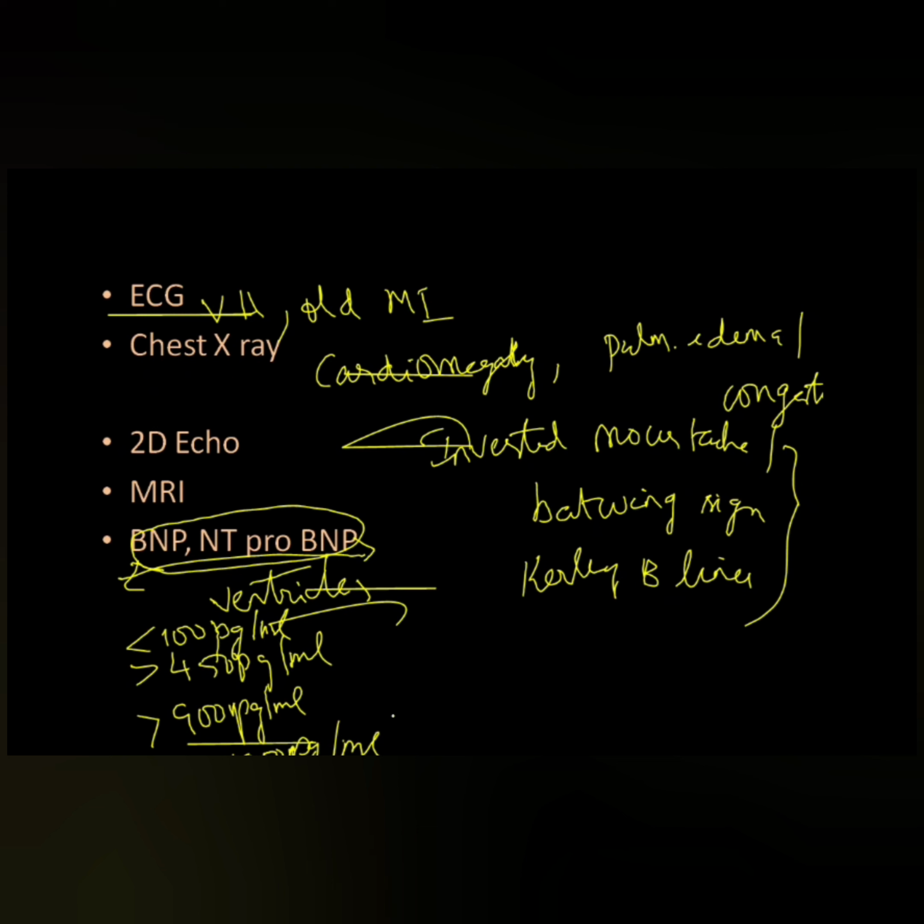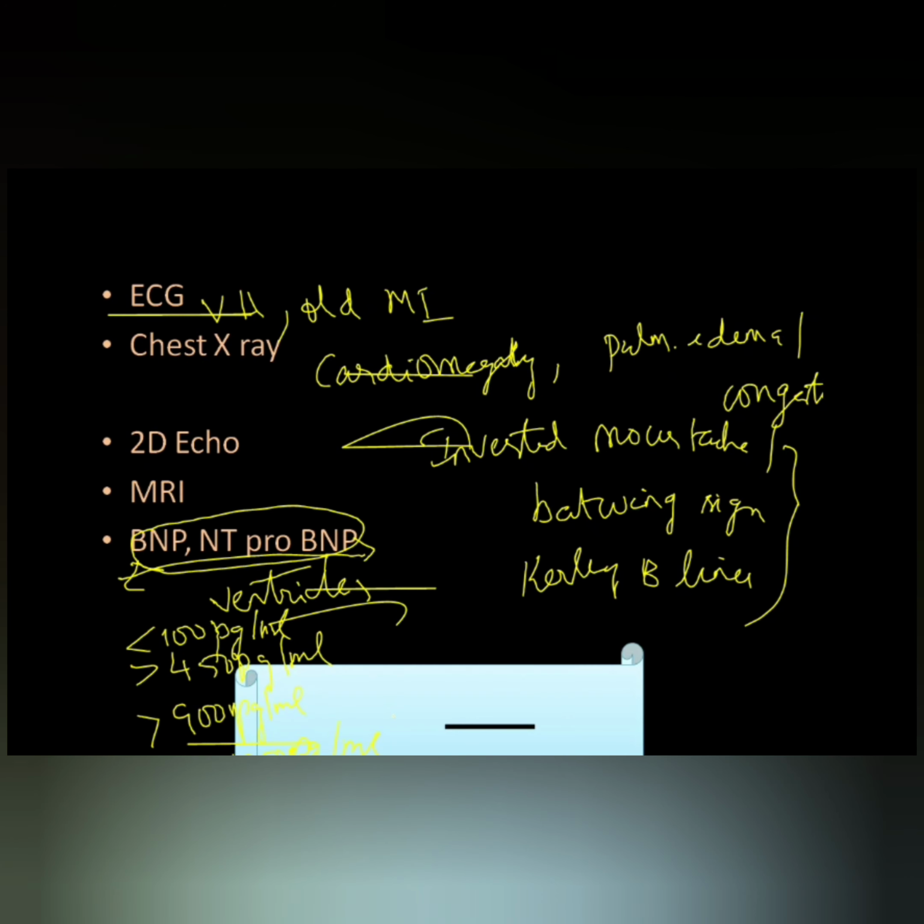This brain natriuretic peptide can also increase in other failures like renal failure. And sometimes it can be falsely low in people with obesity. So these are the disadvantages of brain natriuretic peptide. Of all this, the most important one is ejection fraction, which is calculated by stroke volume divided by end diastolic volume. So how do you treat the patients?